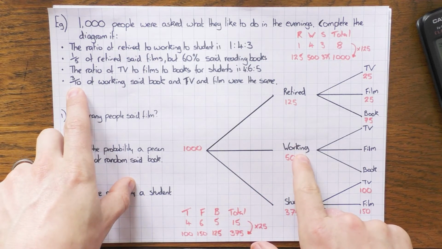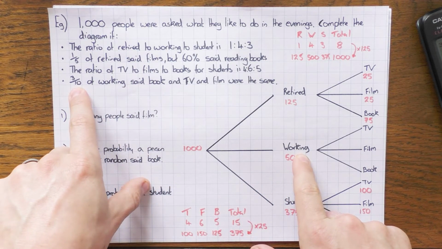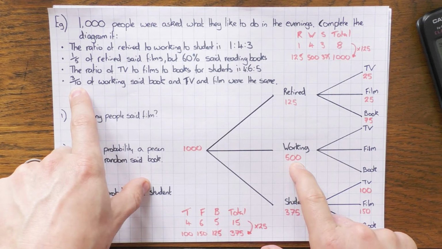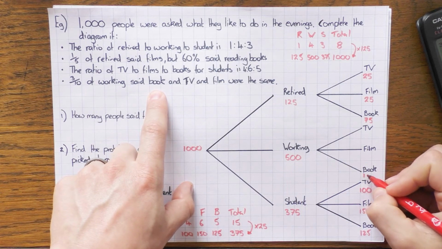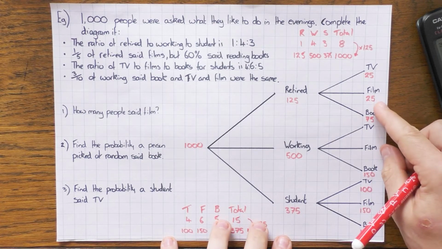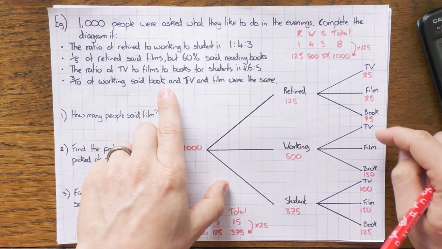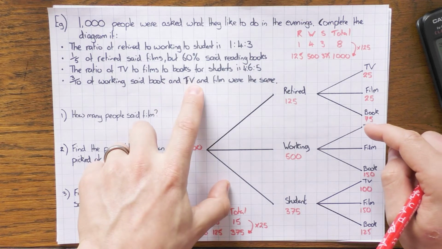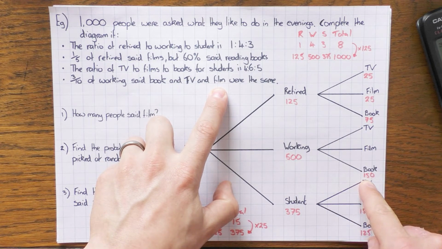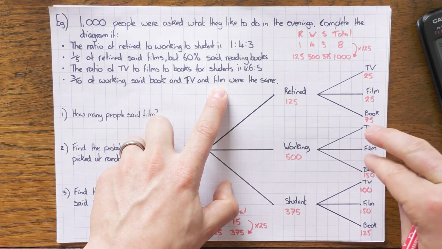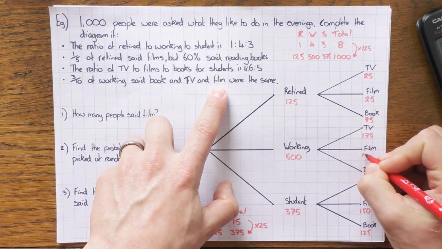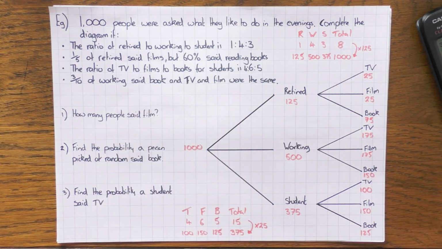3/10 of the working said book, so 3/10 of 500. So divide by 10 is 50, times by 3 is 150. So we can do that one without too much bother. So that gives us 150. And TV and film were the same. So I'm just going to do 500, take away 150, which is 350. And I'm going to half it, because both of those are the same, which is 175.